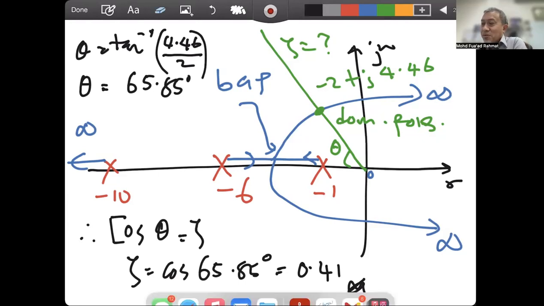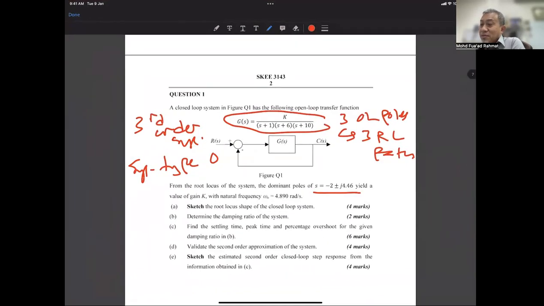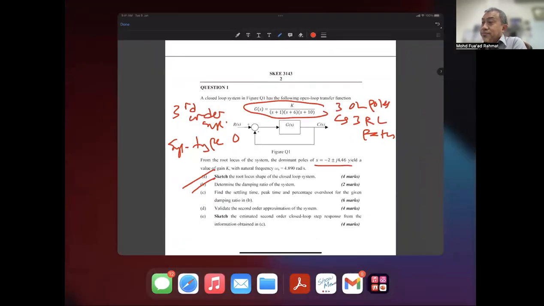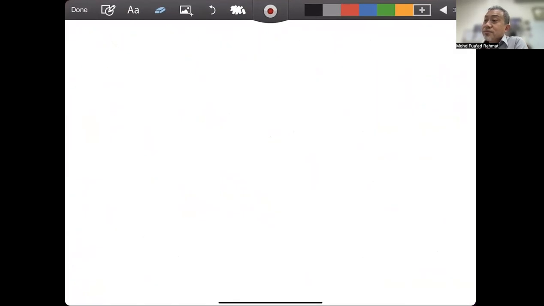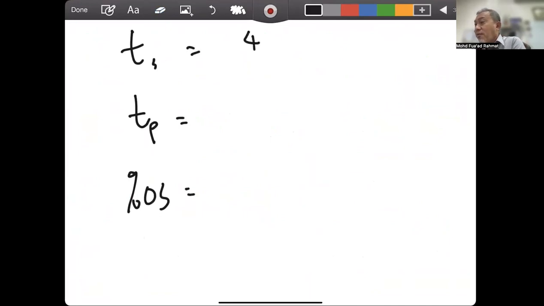Okay, so what is the question actually? Sketch the root locus, done. Determine the damping ratio, done. Find the settling time, peak time, and percentage overshoot for the given damping ratio in B. This one is straightforward. Settling time is 4 divided by the real part, where the real part is 2.